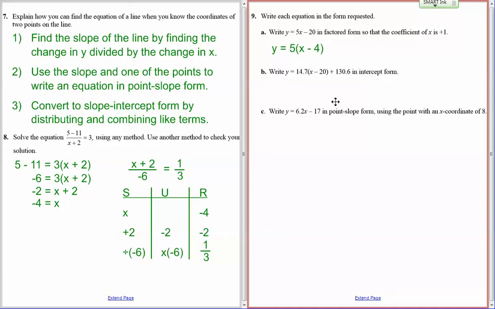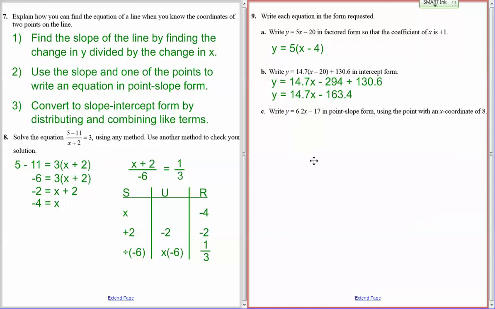Writing this equation in intercept form, the first thing I'm going to do is distribute that 14.7. 14.7 times negative 20 is negative 294. And then, I think I made a mistake here, didn't I? Let's fix this. How about 130.6? And then I'll check my math here. Negative 294 plus 130.6, I've got my calculator going here, is negative 163.4. So there's what our answer should be.